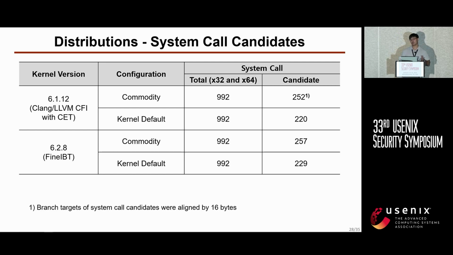From now, I will explain the distributions of the candidates and gadgets. The candidates were identified on their prefixes, such as x64 and IA32. Then we applied two rules to select them. First, system call candidates containing tail calls were excluded. Second, the first direct branch had to be reachable with attacker-controlled arguments. By using these two rules, we identified over 220 candidates. Additionally, we found the characteristic that branch targets of the system call candidates were aligned by 16 bytes.